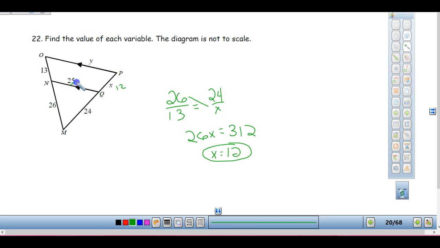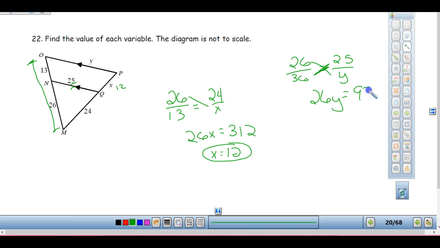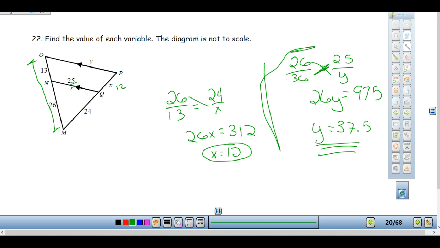Okay, this one's a little bit different. You can't go by it. Now you've got to go by triangles. So little triangle, 26 over big triangle. Now you have to add these together. 26 is to 39 as little triangle, 25 is to big triangle, y. So a little bit different. So now we've got 26y equals 975, and y is going to give us 37.5. So be careful with that second portion of this. Sorry.